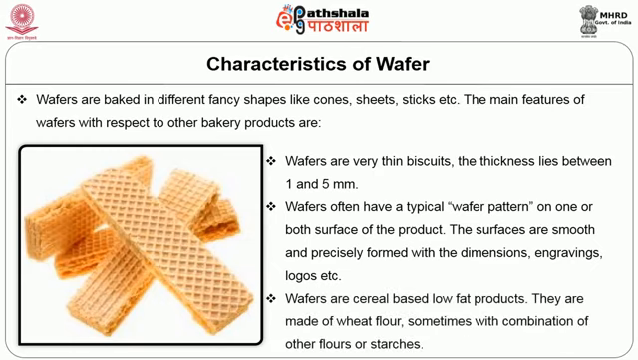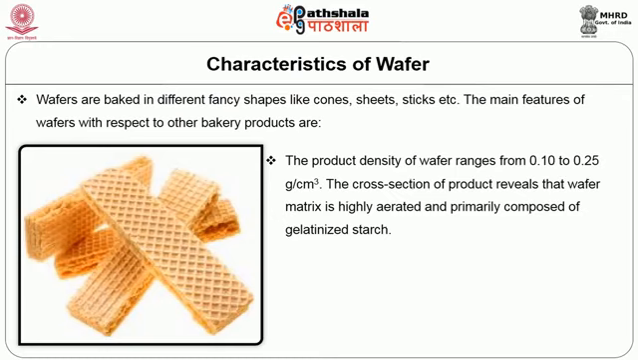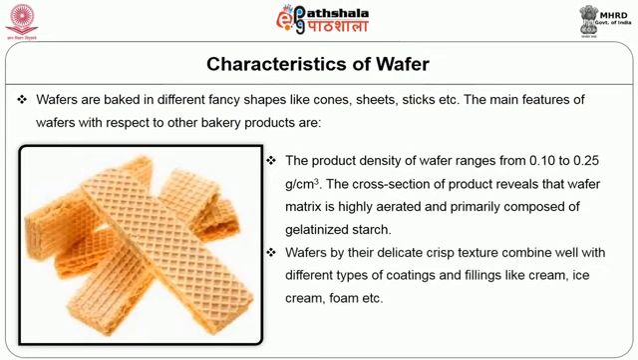Wafers are cereal-based, low-fat products. They are made of wheat flour, sometimes with a combination of other ingredients. The product density of wafer ranges from 0.10 to 0.25 gram per cubic centimeter. The cross section of the product reveals that the wafer matrix is highly aerated and primarily composed of gelatinized starch. The wafers, by their delicate crisp texture, combine well with different types of coating and fillings like cream, ice cream, foam, etc.